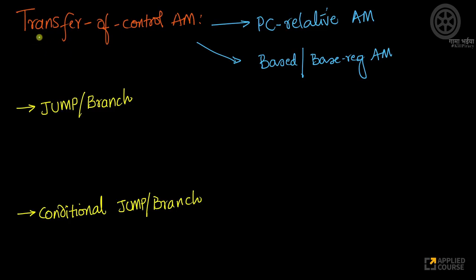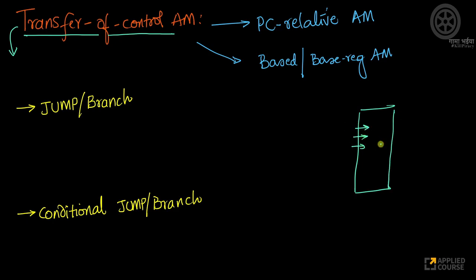So now let's learn about the transfer of control addressing modes. As we have discussed very briefly, they're mostly used to transfer the control. Imagine I have some code like this: one instruction, another instruction, another instruction. After executing this instruction in the sequential form, I'll execute the next instruction.